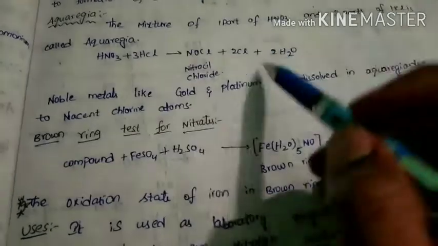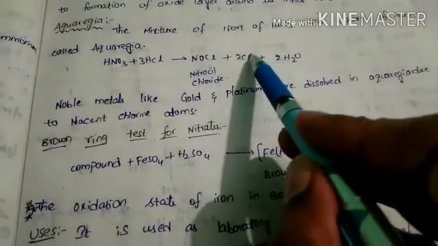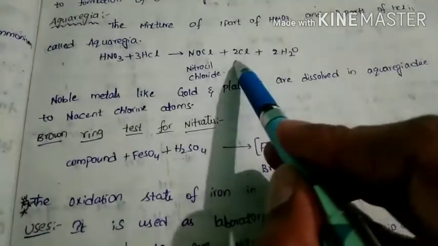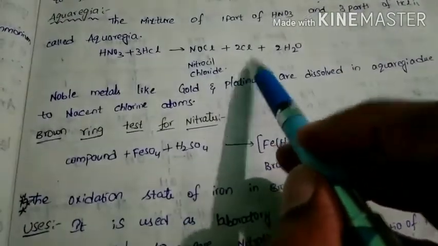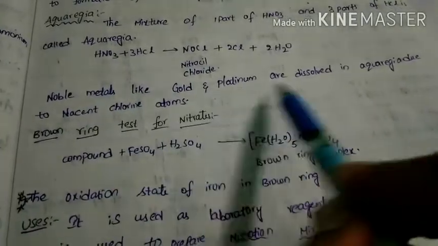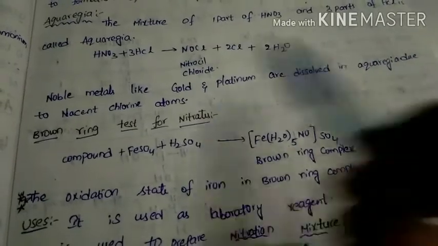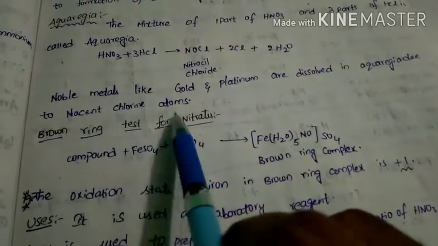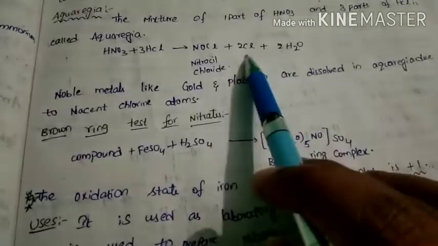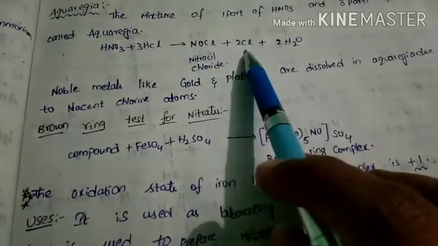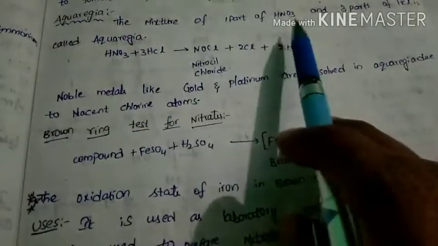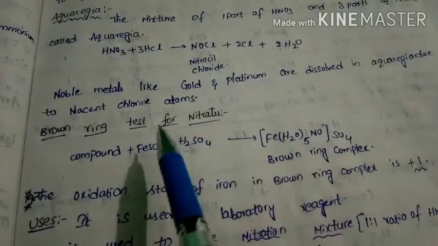Here the point is what? These chlorine atoms are called nascent chlorine. That means very powerful chlorine atoms. Noble metals like gold, platinum are dissolved in aqua regia due to nascent chlorine atoms. This is very important point. Aqua regia is what? One part of HNO3 and three parts of HCl.